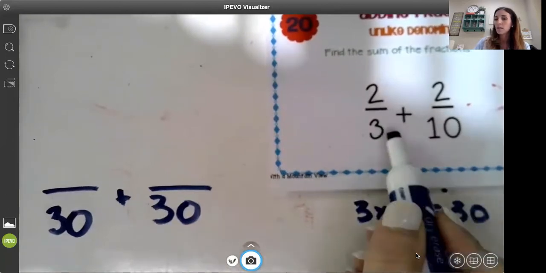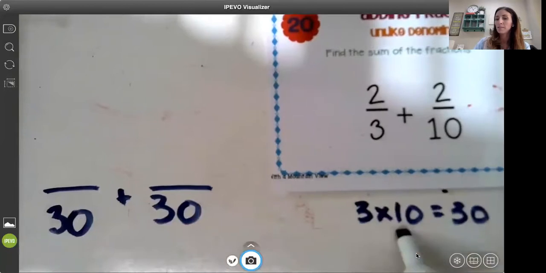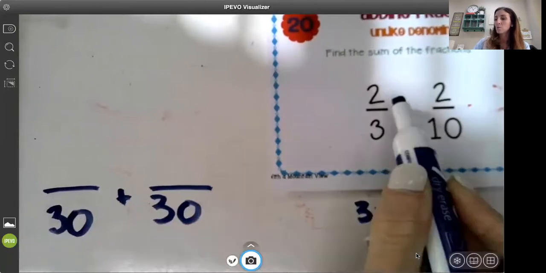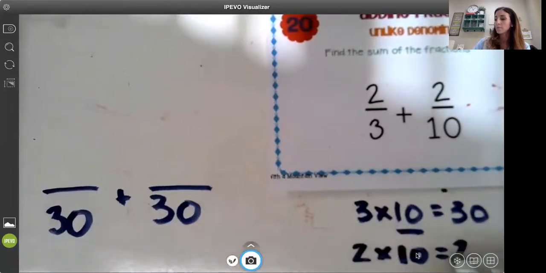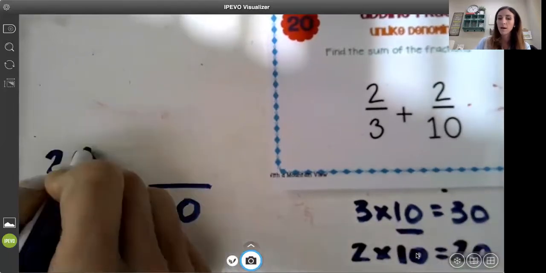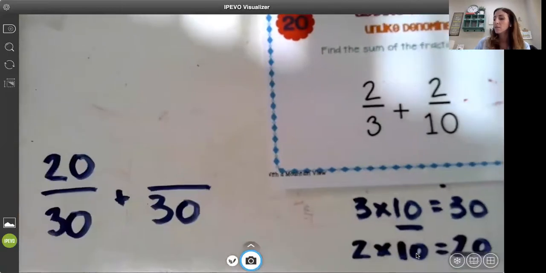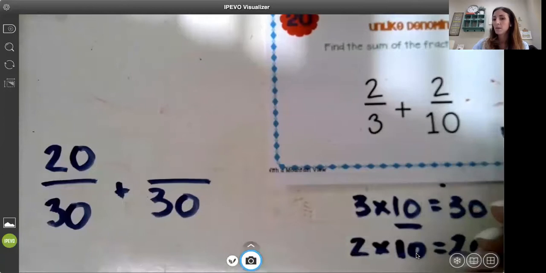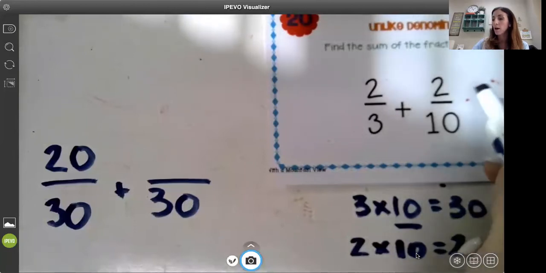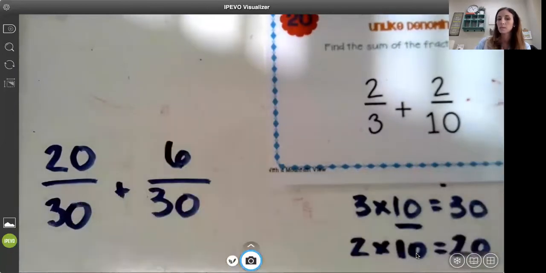So if I multiply this bottom number by the 10, I have to do the same thing with the top number. So I would do 2 times 10, and that would be 20. So that's going to give me my numerator. Then I do the same thing for the other one. 10 times something would give us 30. And you're right, if you said 3 or thought 3, but if I multiply the bottom by 3, I also have to multiply the top by 3. So 2 times 3 would be 6.